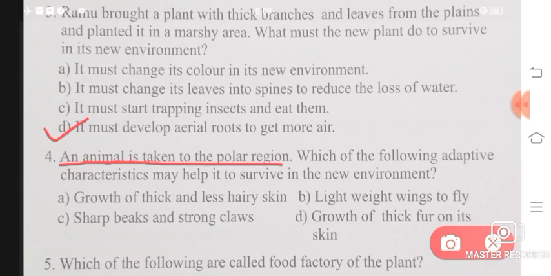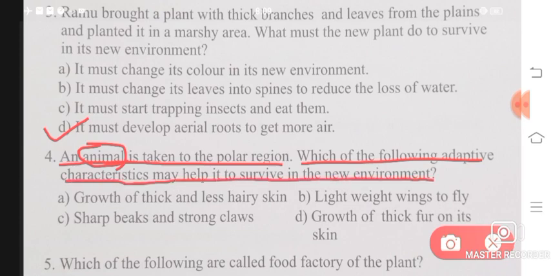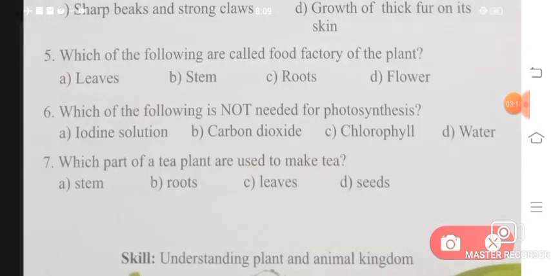Number D, it must develop aerial roots to get more air. Number 4, an animal is taken to the polar region. Which of the following adaptive characteristics may help it to survive in the new environment? Answer for this question is A, growth of thick and less hairy skin.